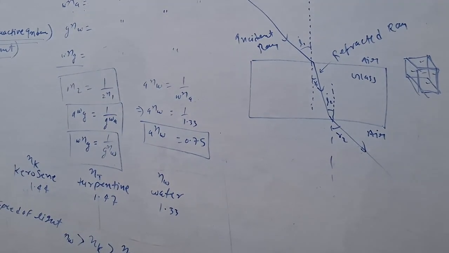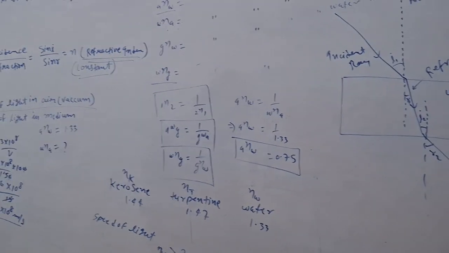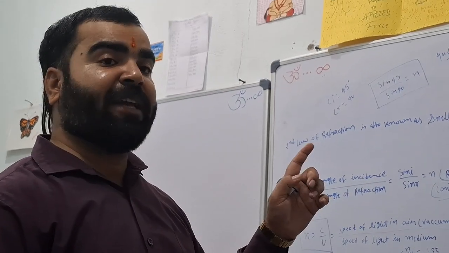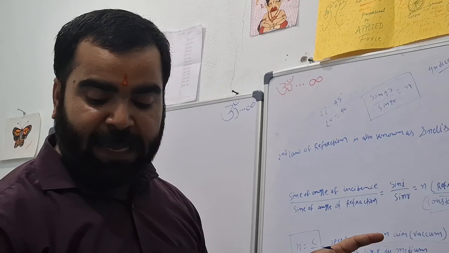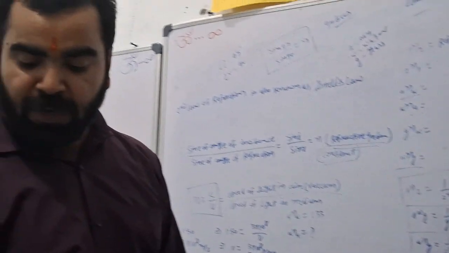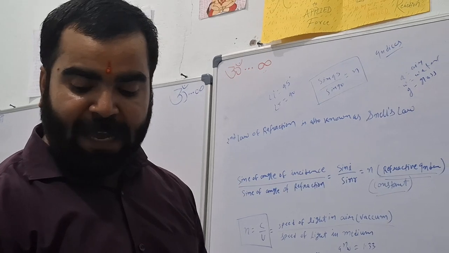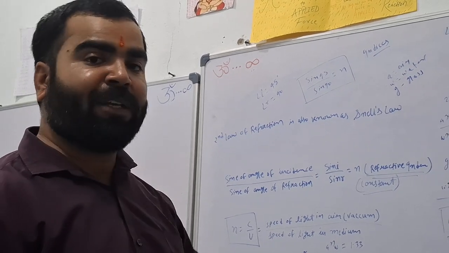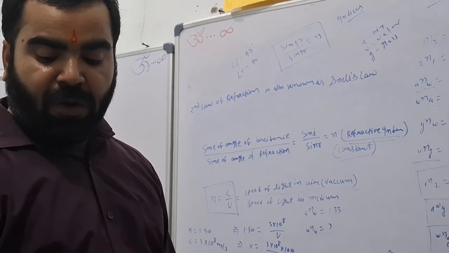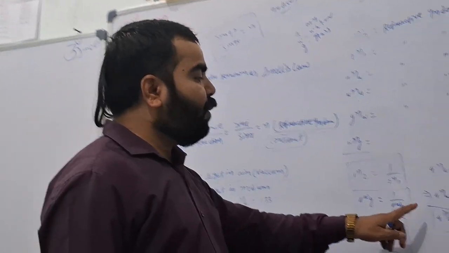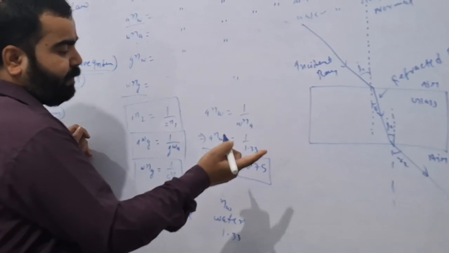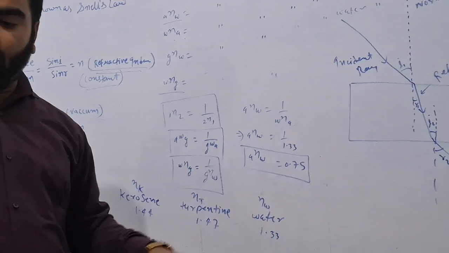What was the question? The question was: if the refractive index of water for light going from air to water is 1.33, what will be the refractive index of light going from water to air? If light is traveling from water to air, so what was given?